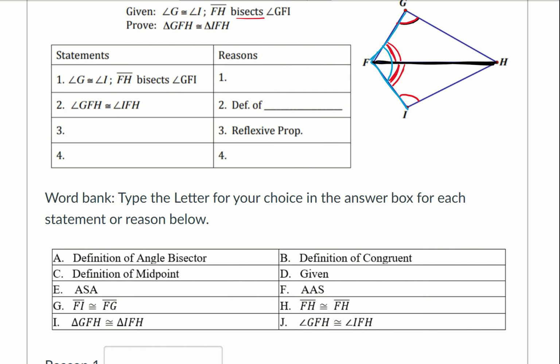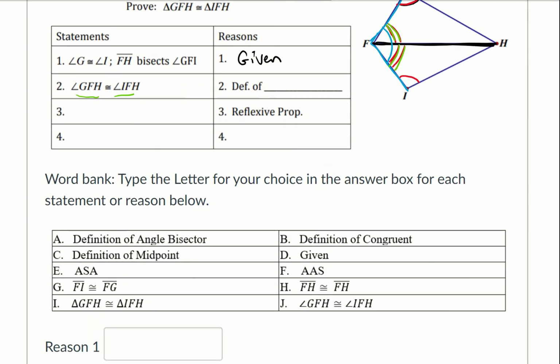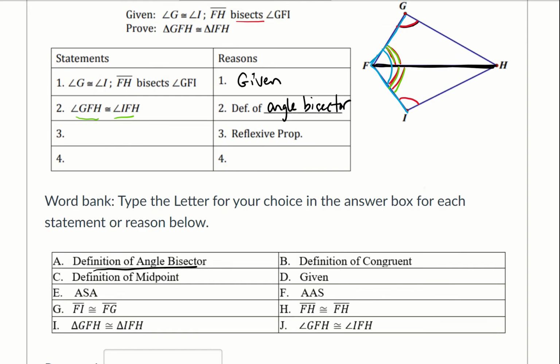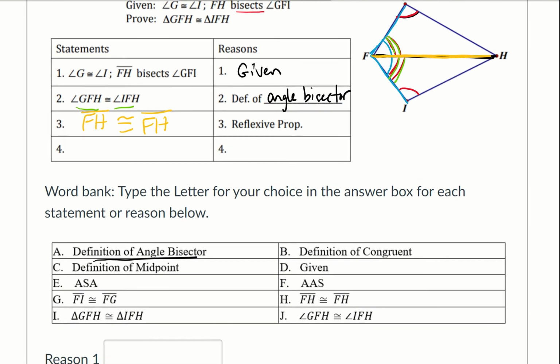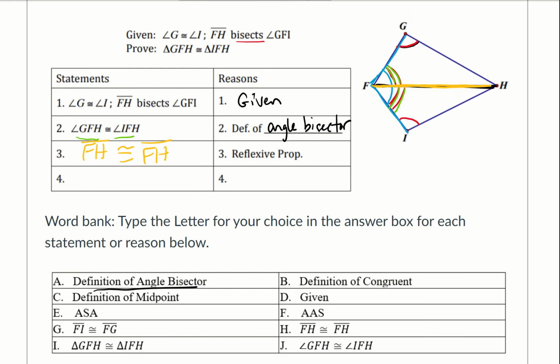So let's go ahead and fill in the proof here. This is given, because that's the reason for that. And like we said earlier, let's color code these two angles so they're different. These two are congruent because it's a bisector. That's the definition of an angle bisector, because it cuts the angle in half. Remember, bisects means cut in two. So by the definition of angle bisector, those two are congruent. Now, by the reflexive property, this side that they share has to be congruent to itself. So FH is congruent to FH.